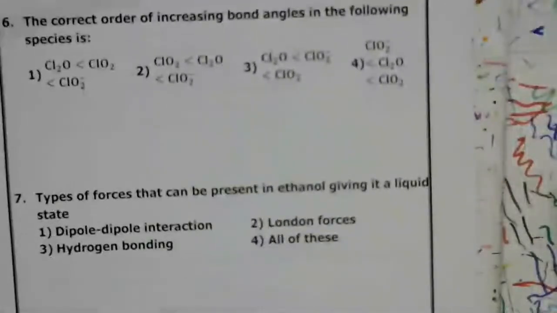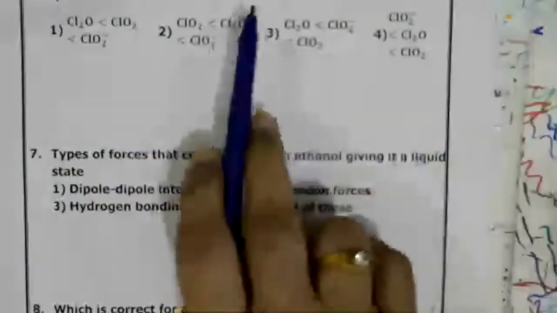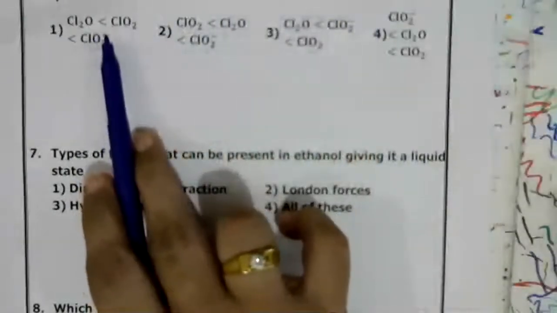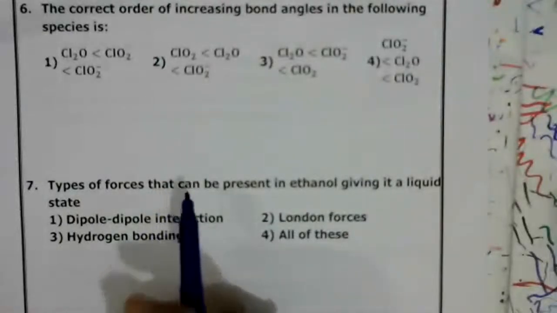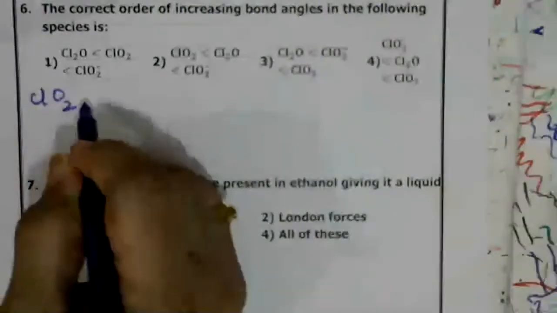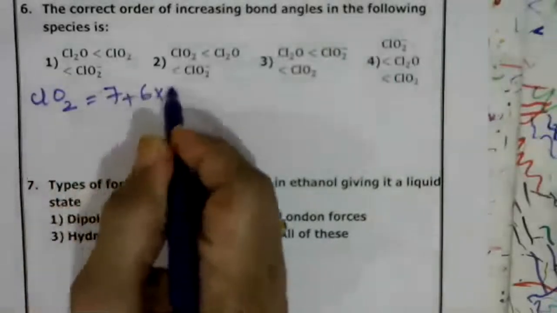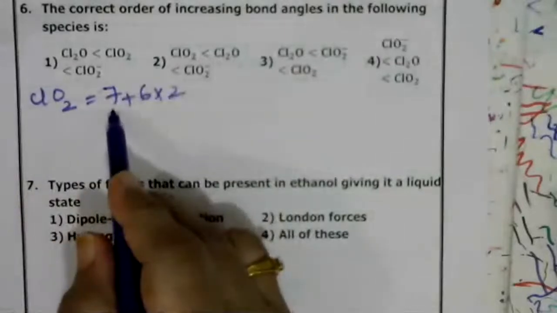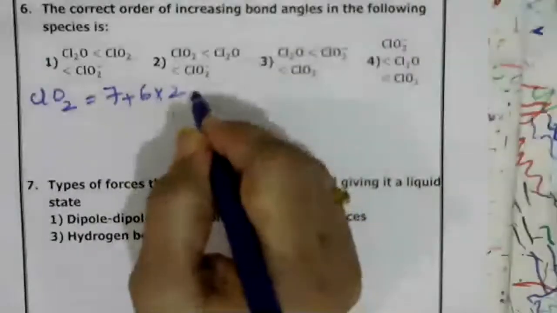Next one. The correct order of increasing bond angle. Question number 6. The correct order of increasing bond angle in the following. Remember one thing, on the basis of the number of electrons in the valence shell, we can calculate their bond angle. Even in the synopsis, I said to you that for ClO2, the number of electrons is 7 plus 6 into 2. The number of valence electrons in chlorine is 7, oxygen is 6. How many oxygen are there? 2. 6 into 2 is 12, plus 7 will be how much, children?